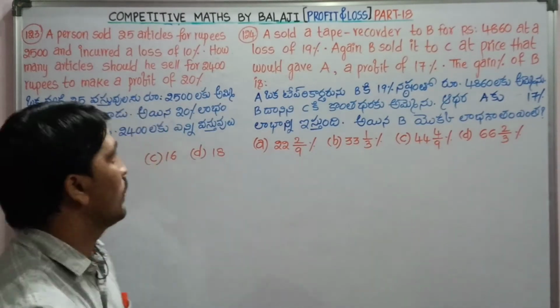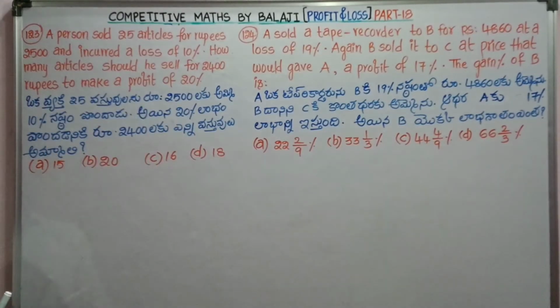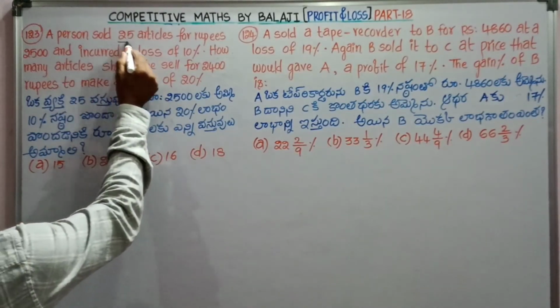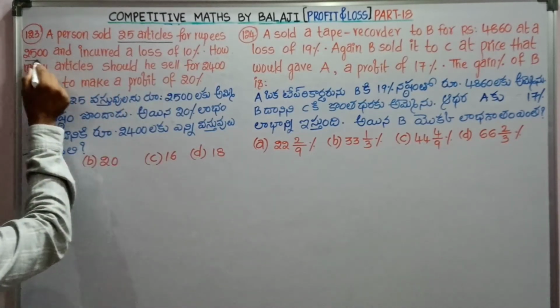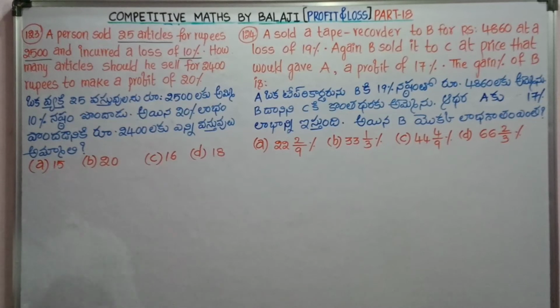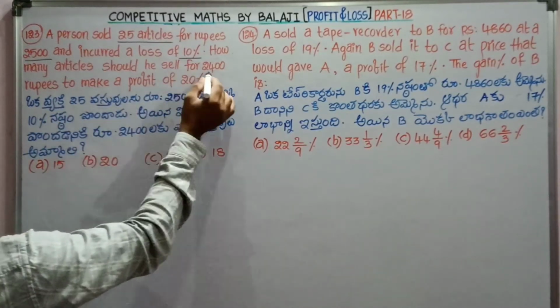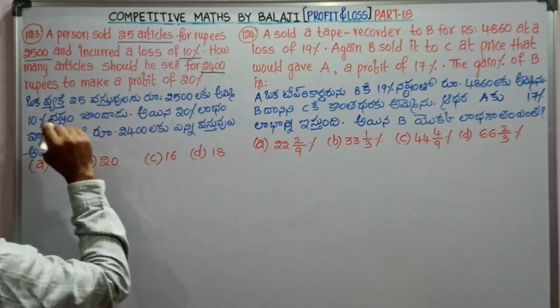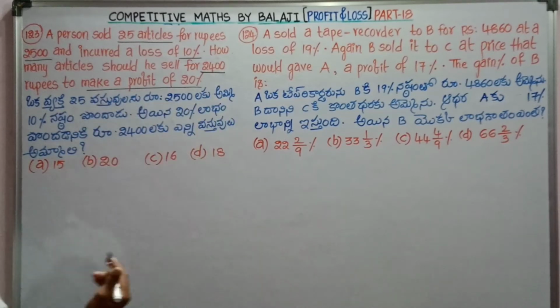Next question, 123. A person sold 25 articles for rupees 2500 and incurred a loss of 10%. How many articles should he sell for rupees 2400 to make a profit of 20%?